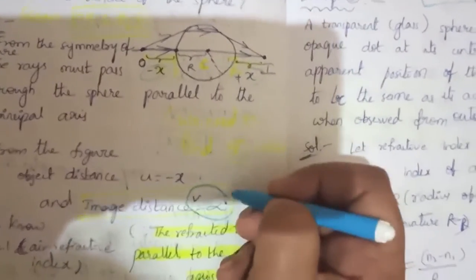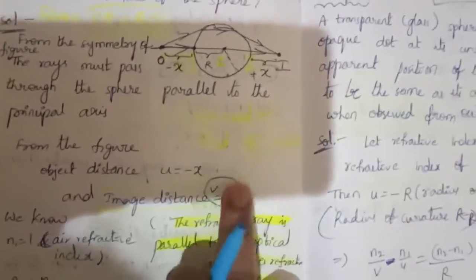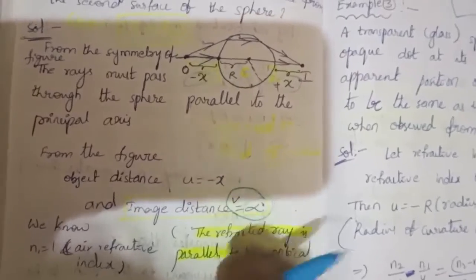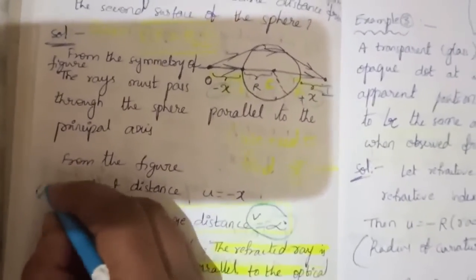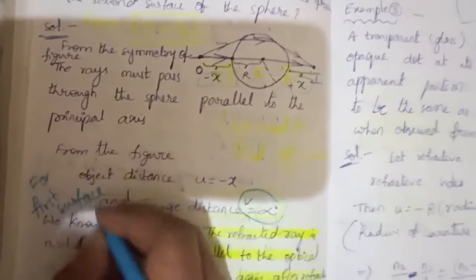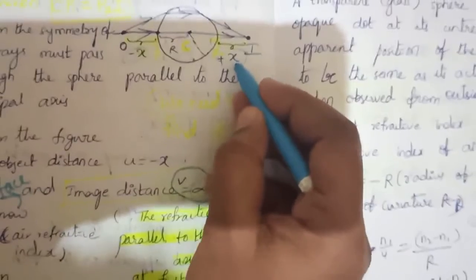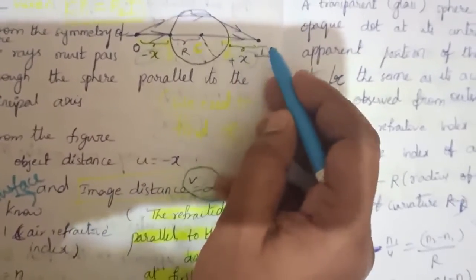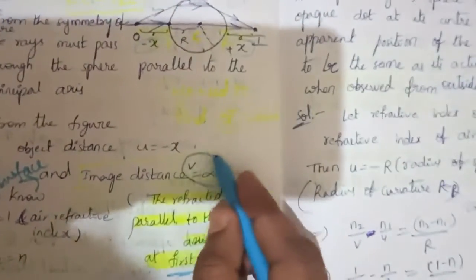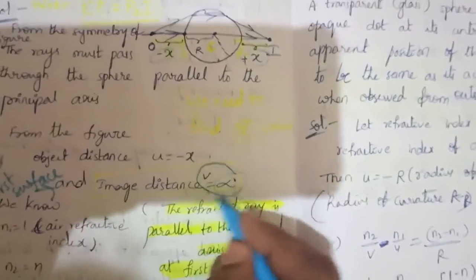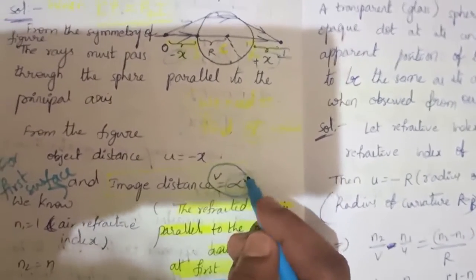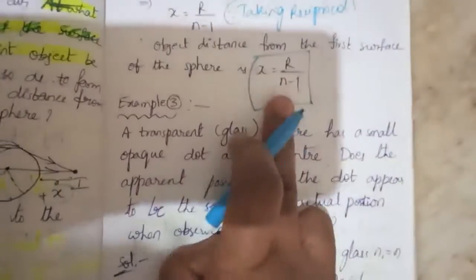What is this? Here I am taking this for the first surface image distance, and the object distance for the first surface. So don't get confused. This x is for the second surface too. From the second surface to the image distance is this. From the first surface to the image distance I am taking v equals infinity. Yes, I think it is clear to you. So next we are going to see, this is the answer.